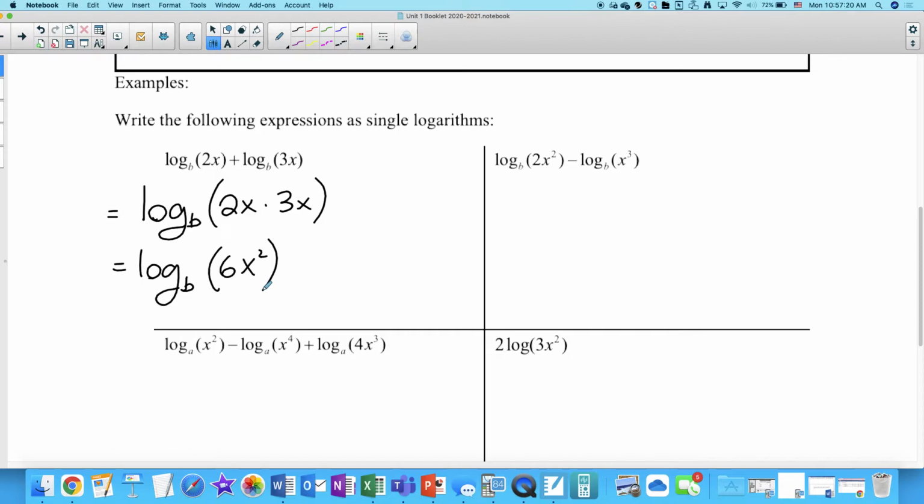Okay. Here we have log base b of 2x squared minus log base b of x cubed. So we need to divide 2x squared divided by x cubed. Okay. Now, a lot of people have trouble with this. Does anyone know what the answer is going to be, by the way?